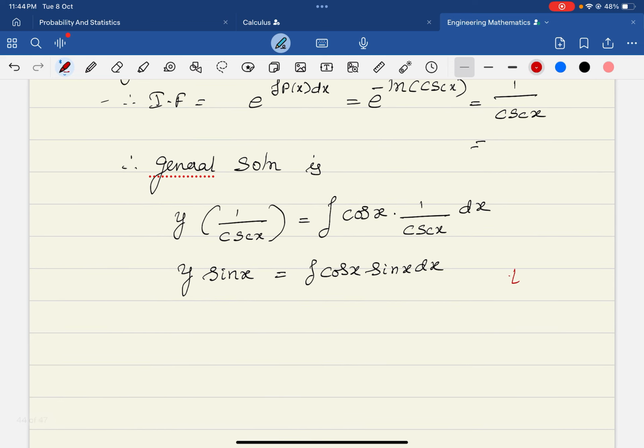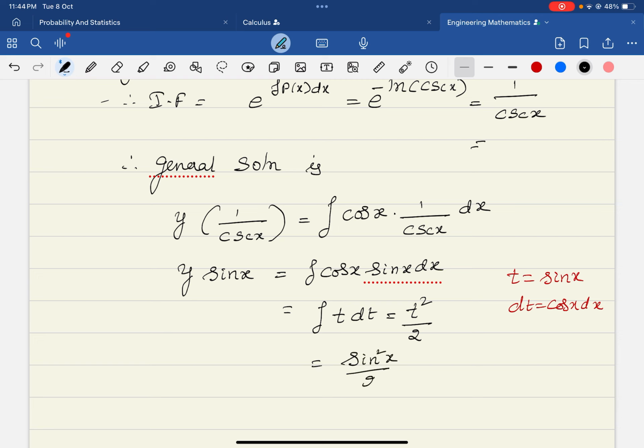You can take the substitution t is equal to sin x. Then dt becomes cosine x dx. So you can write this whole thing as the integral of t, with cosine x dx as dt. So the value is t square over 2. That means t is sin x, so sin square x over 2 plus the constant.